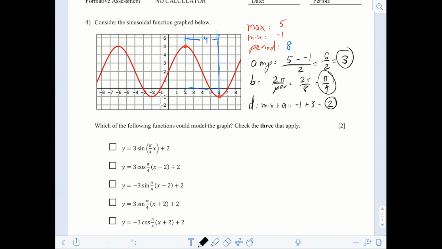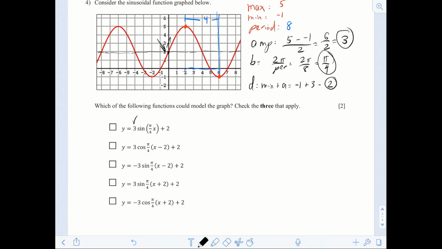Now I get to decide how I want to set this up. If I know my midline is at 2, and I'm using, let's say, sine, I know that I start at 0 for my starting point, and it's going up, so I have a positive sign. Looking at the couple things, the amplitude is 3, the b value is pi over 4, and the d value is 2, so that works out perfectly. Now, cosine, if I start at this point right here, that means it would be -2 for your phase shift, so it makes sense that that would be -2 with a pi over 4 on the outside. That would be 3 for the amplitude and 2, so that one actually works out as well.